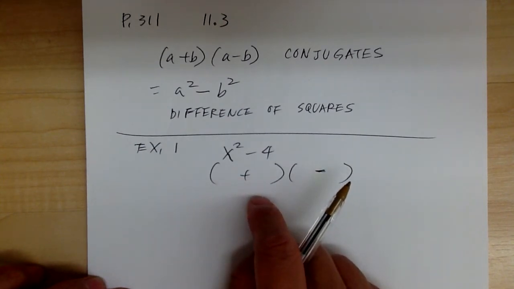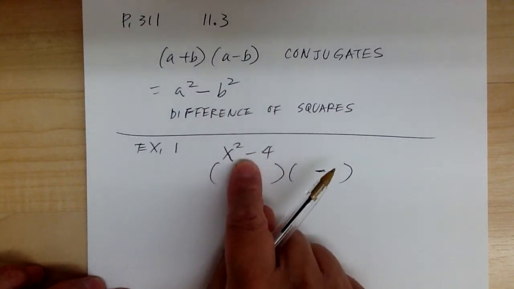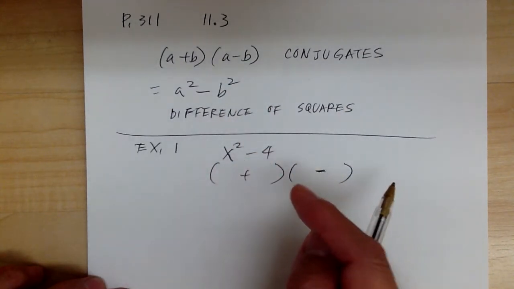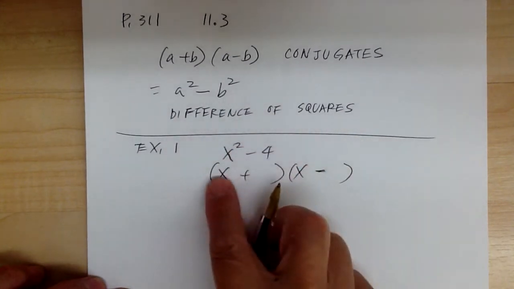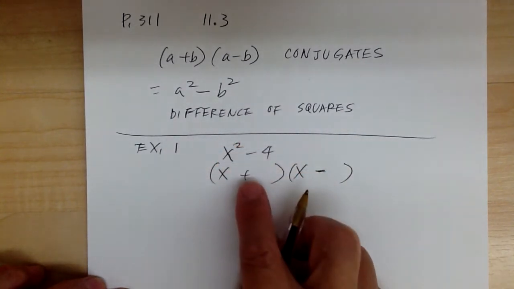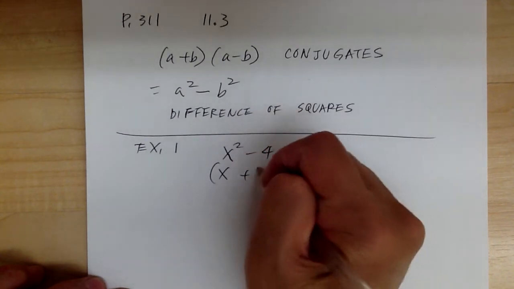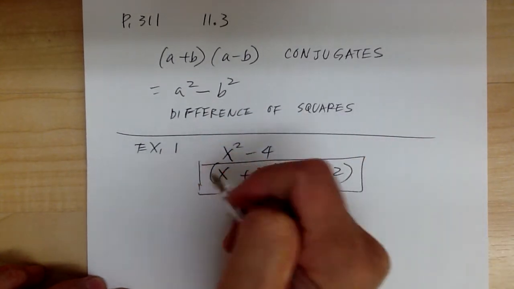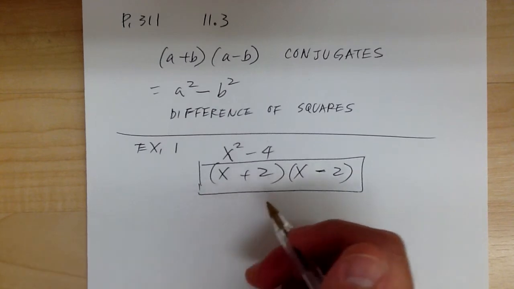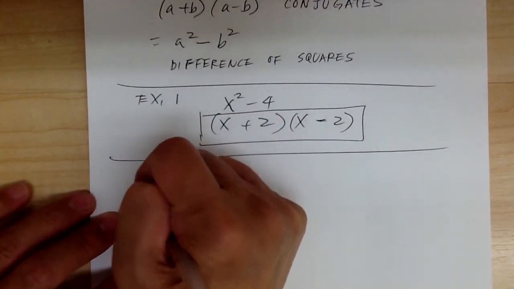From here we know that this is going to break into conjugates. Or you can think backward, right? x times x will give you x squared. Plus times minus gives you minus, and 2 times 2 will give you 4. And so that's your answer for example 1. Let's go to example 2.